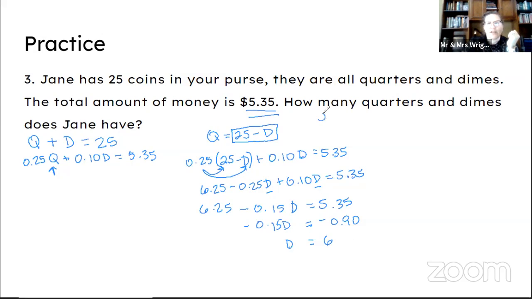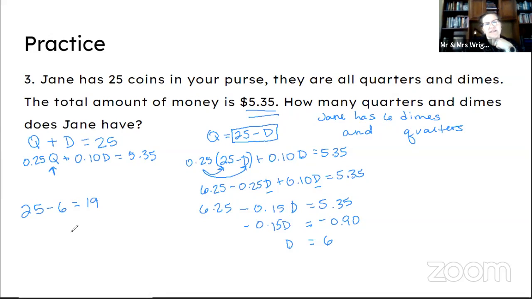So Jane has 6 dimes and blank quarters. So I know that I need to figure out how many quarters she has. So I'm going to take the amount of dimes and plug it into one of these two equations. Well, quarters plus dimes equals 25. So she has a total of 25 coins. 25 minus 6 is going to be 19. So I know that Q must equal 19. So she has 19 quarters. Jane has 6 dimes and 19 quarters.